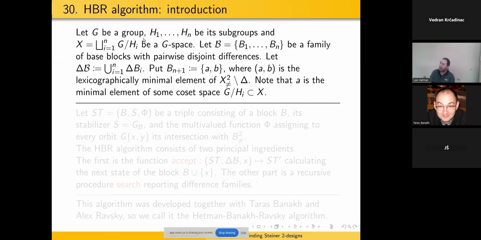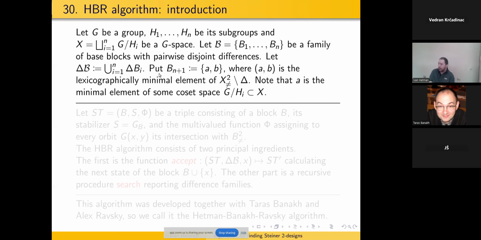Let G be a group, H1, ..., Hn its subgroups, and let X, the disjoint union of the left coset spaces, be a G-space. Okay, then, first observation: let B be a family of base blocks with pairwise disjoint differences, so it is some kind of partial difference family. Then define the difference of a difference family similarly, as the union of its differences.